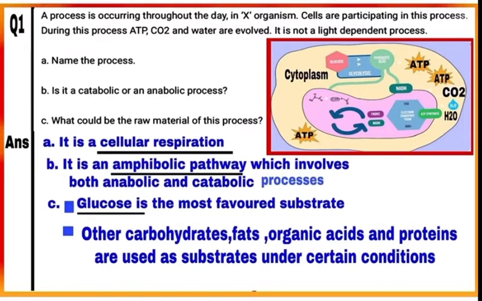Part C. What could be the raw material of this process? Glucose is the most favored substrate, and other carbohydrates are first converted to glucose before entering the respiratory pathway. Along with this, fats, organic acids and proteins are also used as substrates under certain conditions in this process.